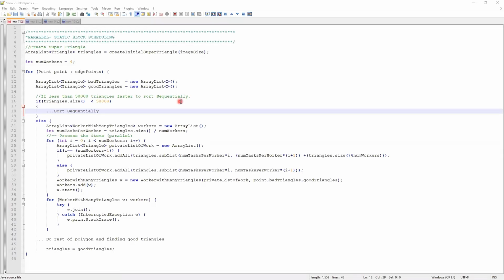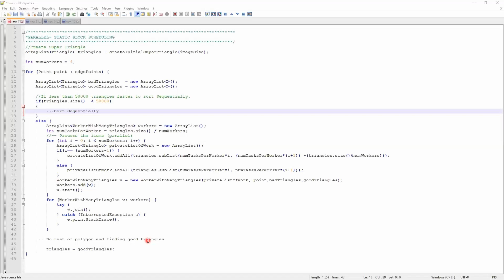Here we look at the parallel version of our algorithm implemented with static block scheduling. In static block scheduling, we divide the array list of triangles equally among worker threads. We do parallel computation once the number of triangles is more than 50,000, due to the overhead being greater than sequential sorting below that. Once all the triangles are sorted, we create the polygon and new triangles, which is then used iteratively by the next edge point to generate new triangles.